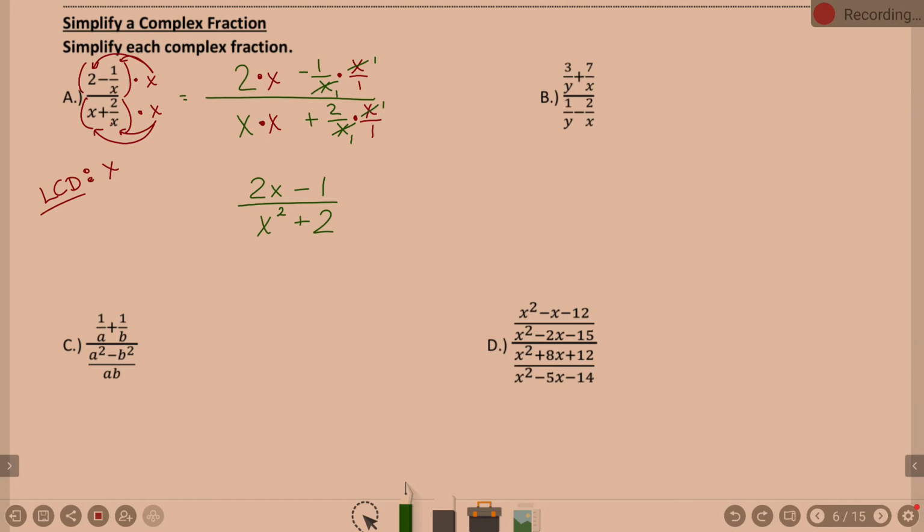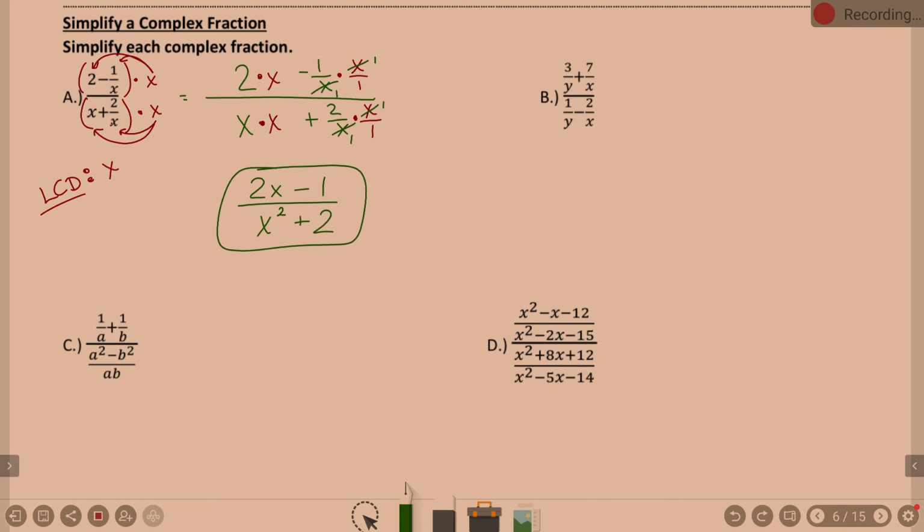Same final question we've always done. Does anything factor or cancel? 2x minus 1, no GCF. X squared plus 2, not if it's x squared plus a number. That's not going to factor. Anything cancel? No. 2x minus 1 are married terms. X squared plus 2 are married terms. Guess what? You're done.